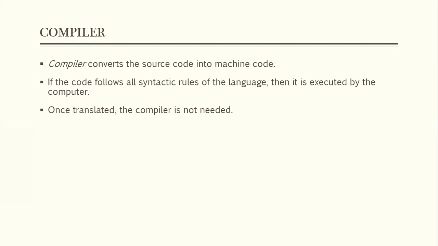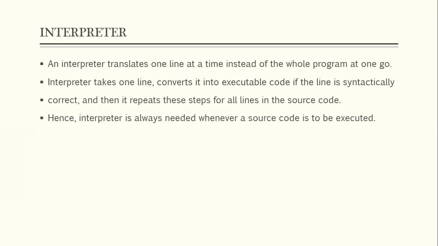And remember, once you compile one program, one set of instructions, you will not need to compile that set of instructions again. An object code will be created and you can use that object code or machine code to run the program again and again and again. You will not need a compiler. But what happens in an interpreter?